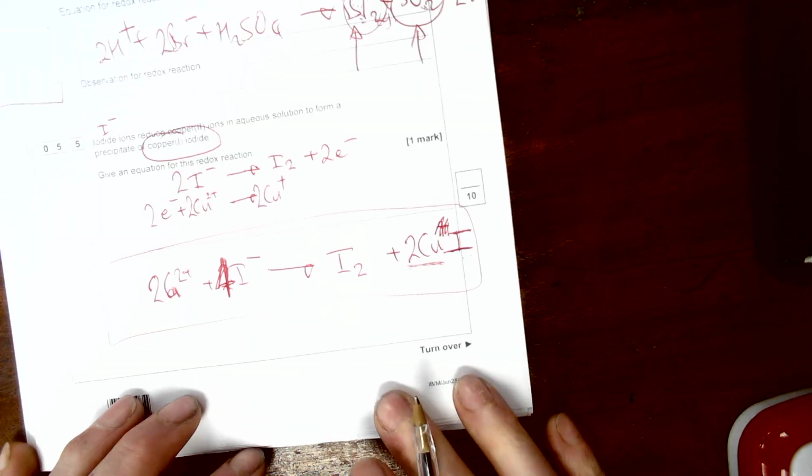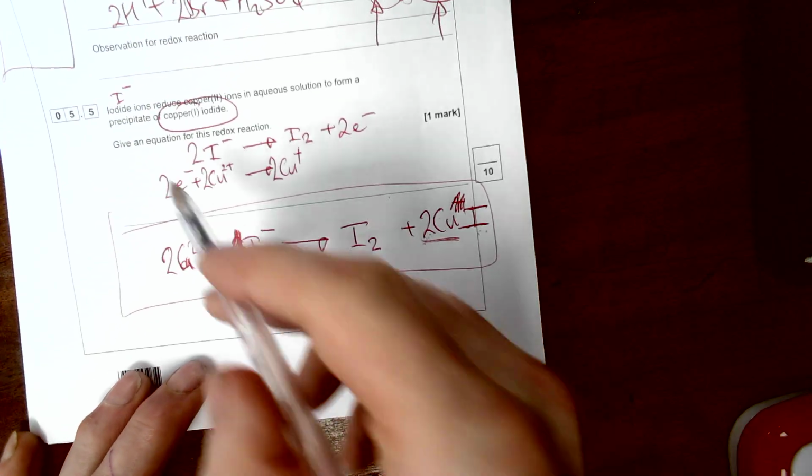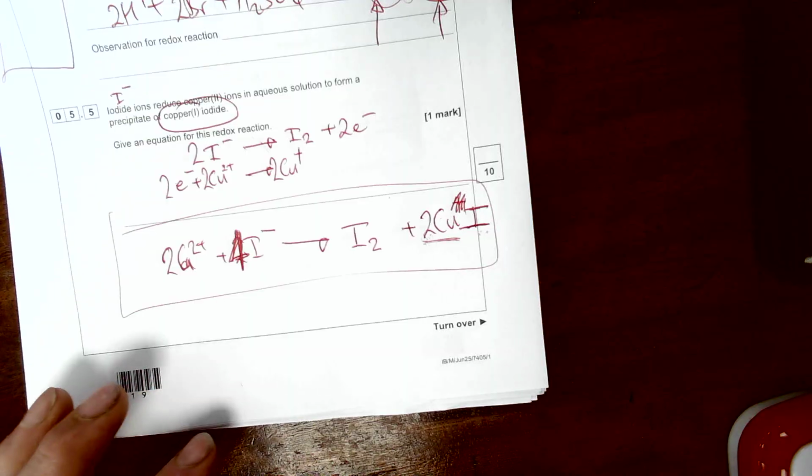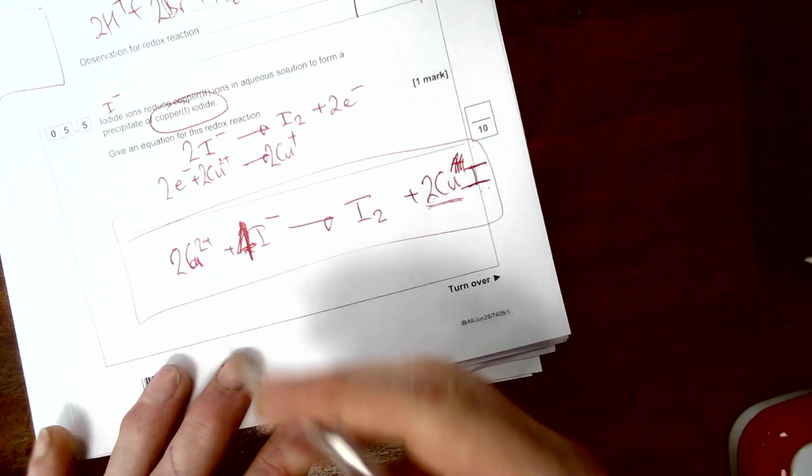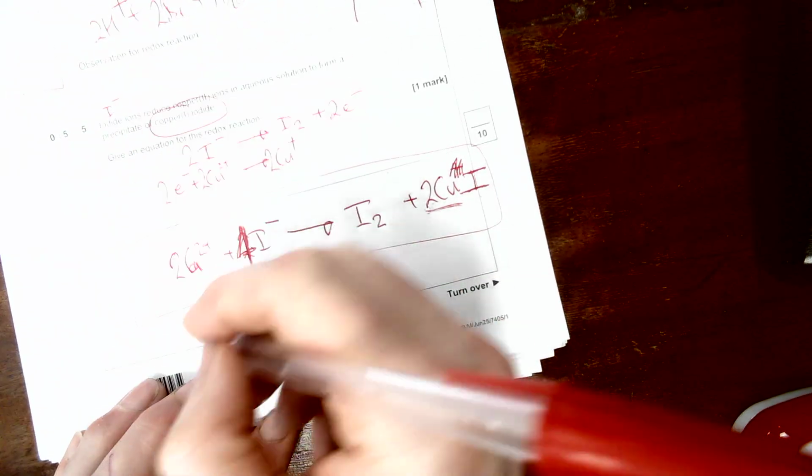I think that's really hard, to be fair. I think that's the hardest bit of thinking on the paper. So well done if you got it right. What's another way of doing it? Let's see if I can work it out like this.